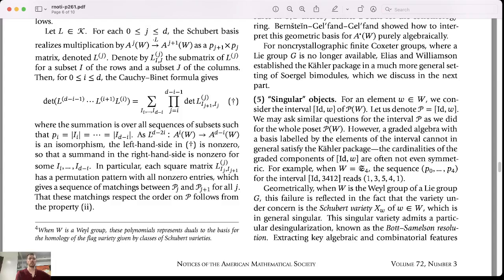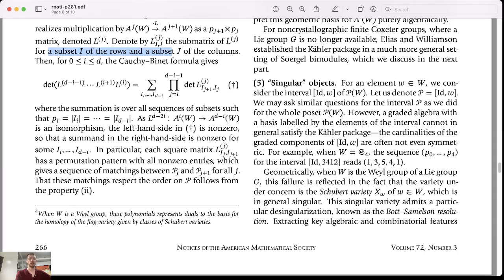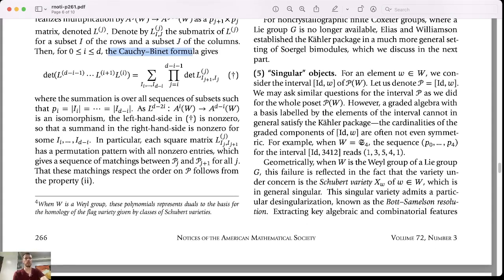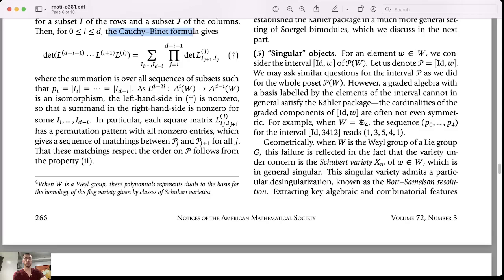Denote by L^j_{I,J} the submatrix of L^j for a subset I of the rows and a subset J of the columns. Then for 0 ≤ i ≤ d, the Cauchy-Binet formula gives the determinant of L^{d-i-1} ⋯ L^{i+1} L^i equals the sum over I_i, …, I_{d-i} of the product over j = i to d-i-1 of the determinant of L^j_{I_{j+1}, I_j}, where the summation is over all sequences of subsets such that π equals the cardinality of I_i equals … equals the cardinality of I_{d-i}.